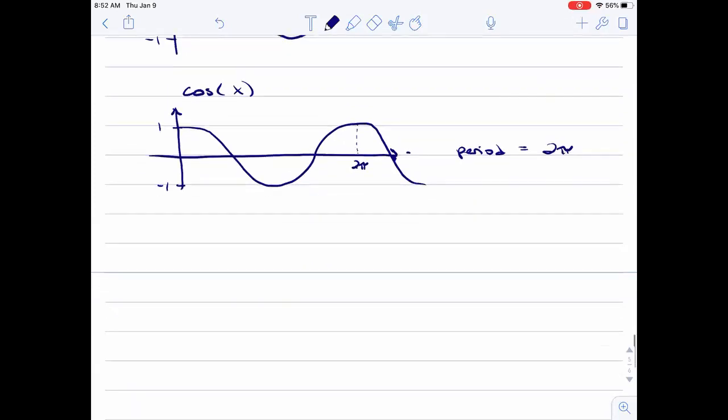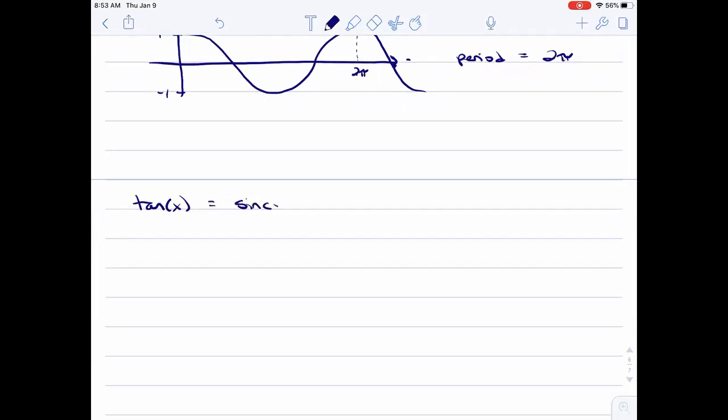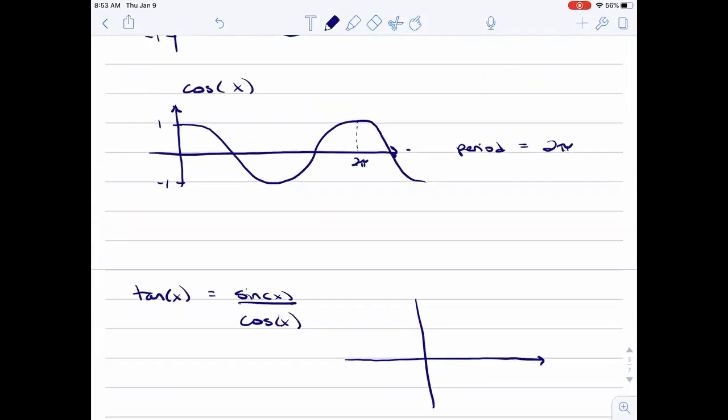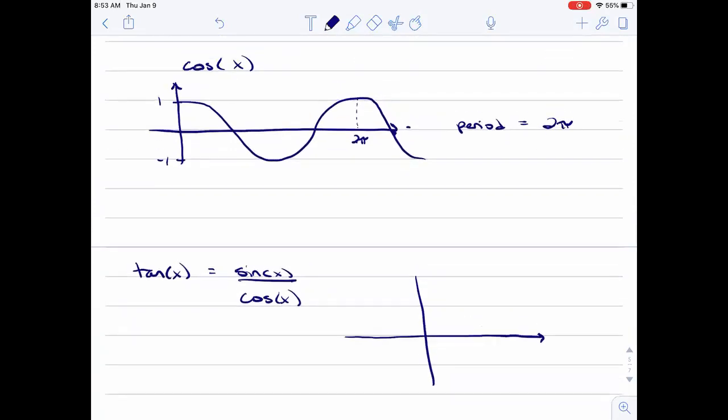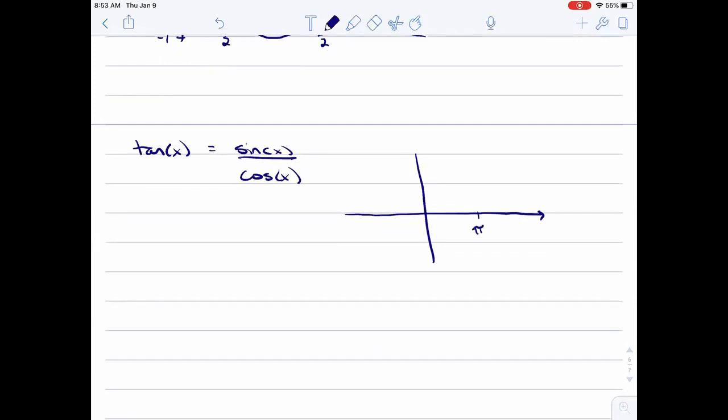Fine. And then there's the tangent of x. Tangent of x is just sine x over cos x. So it's going to look a little bit strange, because now we're dividing by cos x, but our divisor, the denominator, can't be 0. So wherever cos x is 0, we've got these asymptotes, these holes and gaps. Cos x is 0 at pi over 2 and 3 pi over 2, which is why we'll have asymptotes at those points. And so here, I'll put pi over 2 and 3 pi over 2.